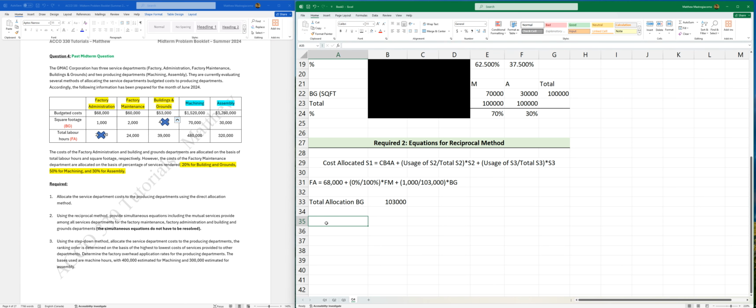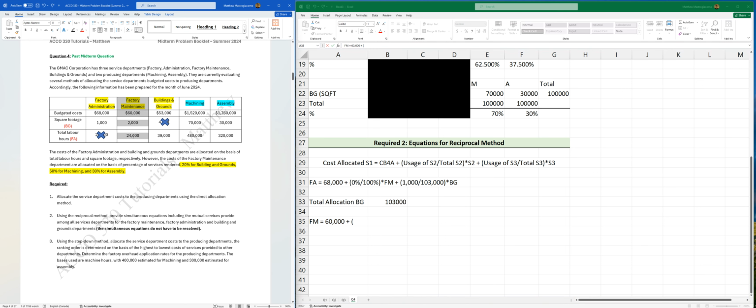Now let's do factory maintenance. So factory maintenance, guys, the cost before allocation for factory maintenance is 60,000. Then, guys, let's start off with factory admin. So how much does factory maintenance use of factory admin? Let's figure that out.